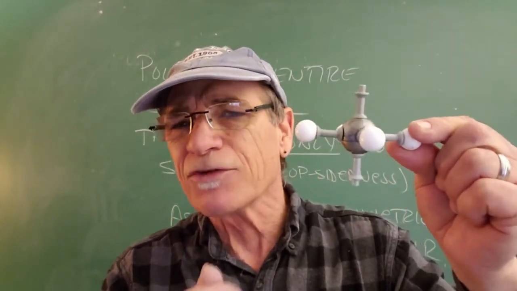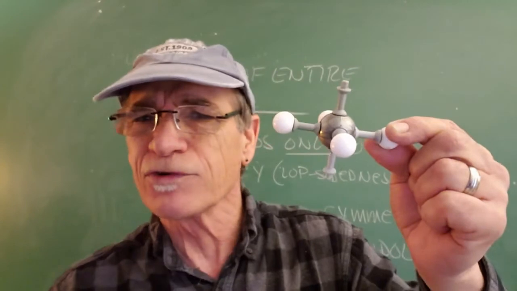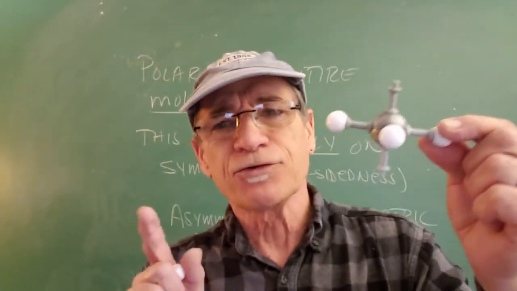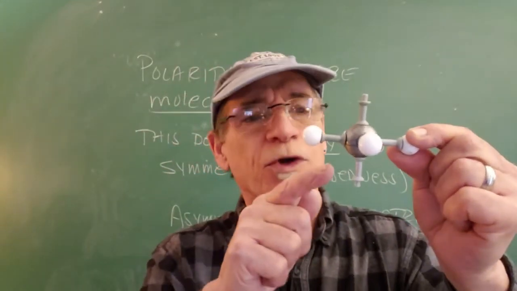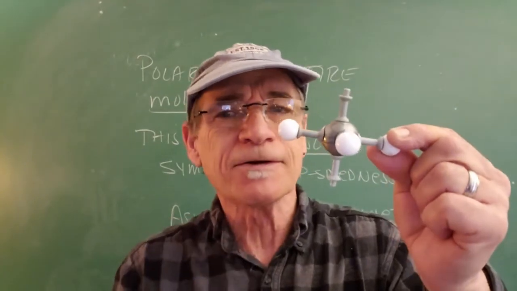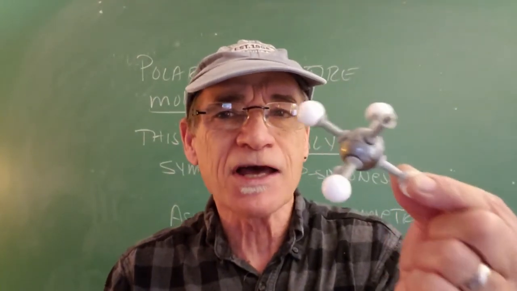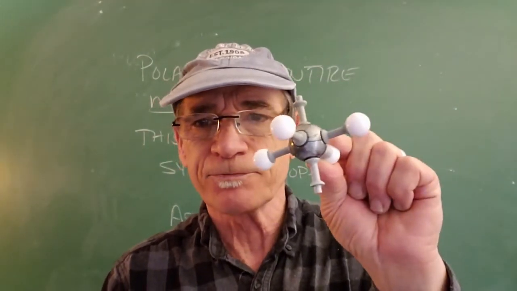All right, so somebody asked me one time, well, is it always going to be polar if there's a lone pair on the central atom? The answer is no, because you can see in this position where the lone pairs are going to go opposite each other, they'll cancel each other out, and this is a nonpolar arrangement of atoms.